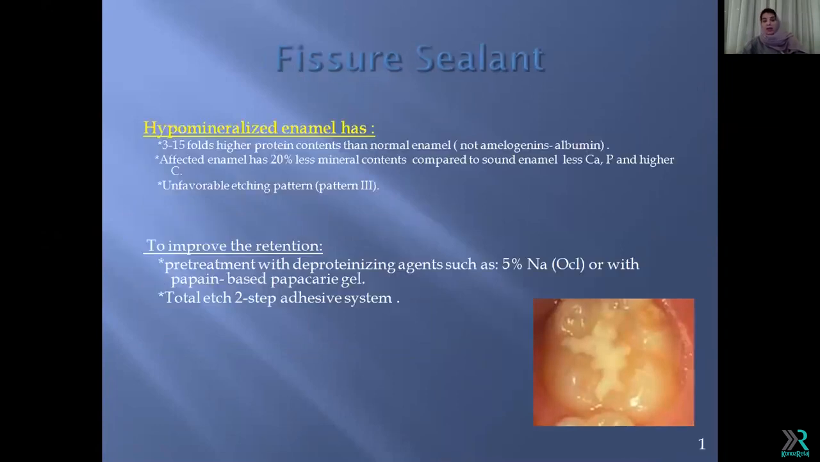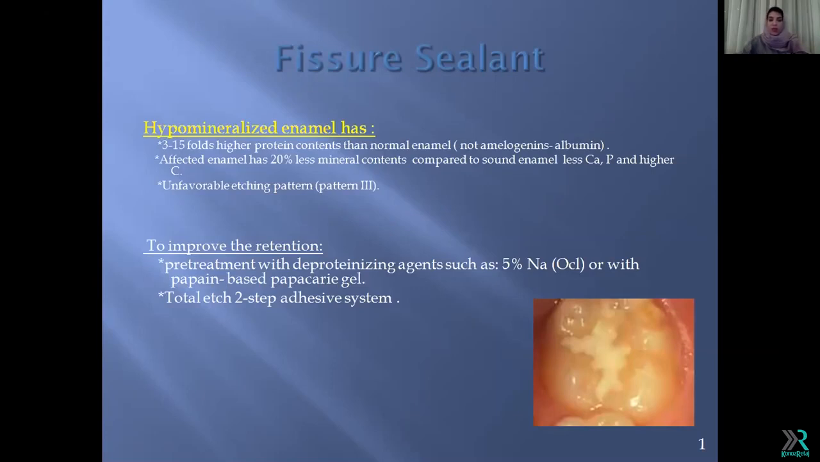But the hypomineralized enamel, compared to sound enamel, has many problems. It contains 3 to 15-fold higher protein content compared to normal enamel, most of it albumin, not amelogenin. The affected enamel has at least 20% less mineral content compared to sound enamel. It is less in calcium and phosphorus and high in carbon, which prevents the proteolytic enzyme like matrix metalloproteinase, and it shows the unfavorable etching pattern, pattern 3.